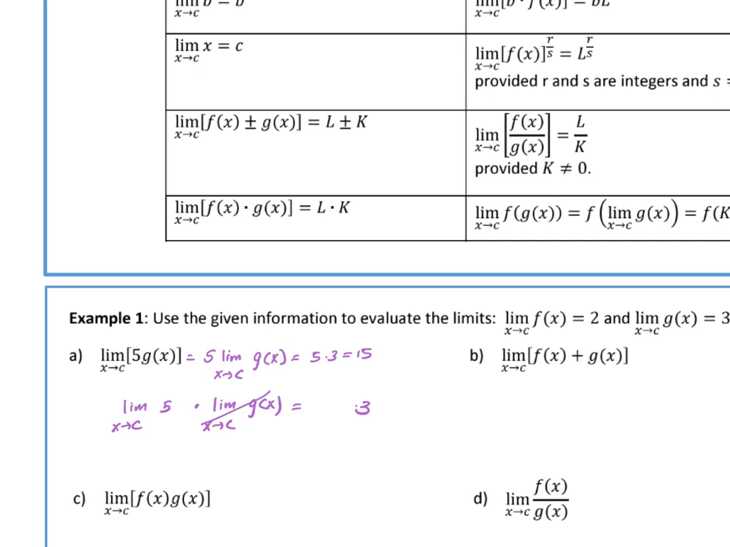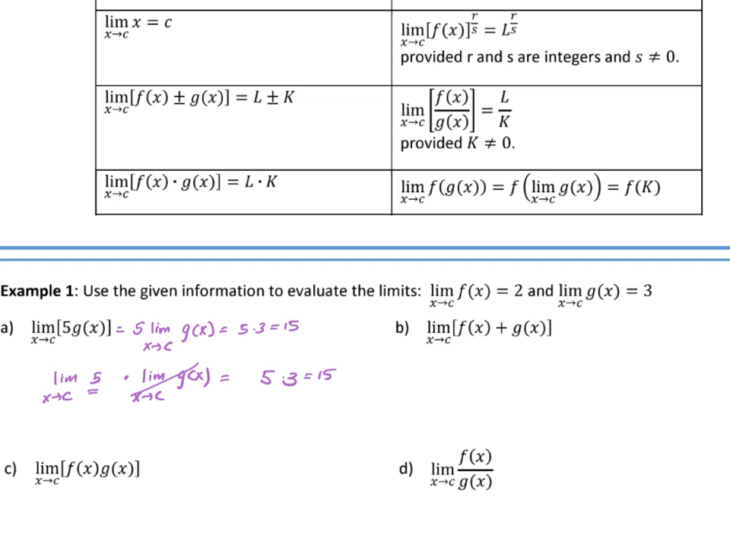So you almost have to think of it as a horizontal line. So it's 5 all the way across. So as you approach any x value, it's going to be 5. 5 times 3 is 15. Okay? So you're really just either writing it as two separate limits, but do you really need to do that? Not really. I mean, you could simply say this is going to be 2 plus 3, which is 5. I mean, sort of, we're going limit as x approaches c of f of x plus limit as x approaches c of g of x, and so forth and so on, okay? They get 2 plus 3, which is 5.